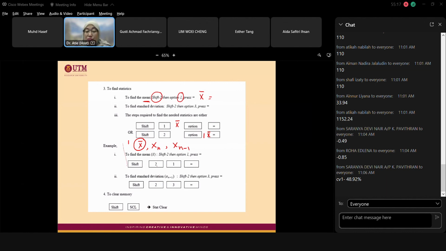Okay, shift 2, option number 1, and then you will see X bar actually, and then the equal sign, you will get the answer. Is everybody okay? Good. Right, so this is actually how you can check your answer.